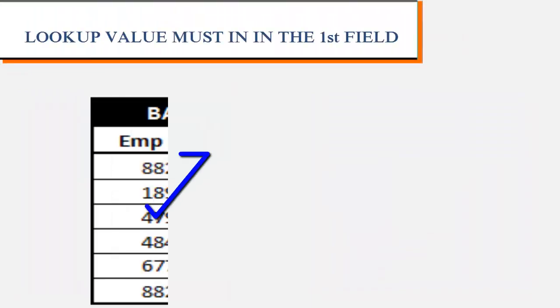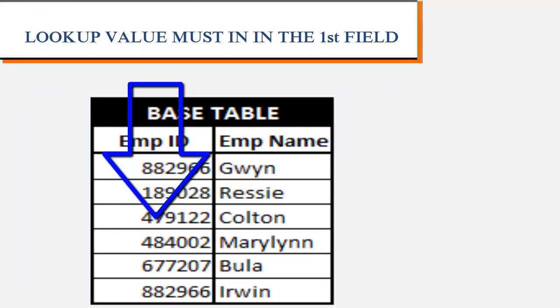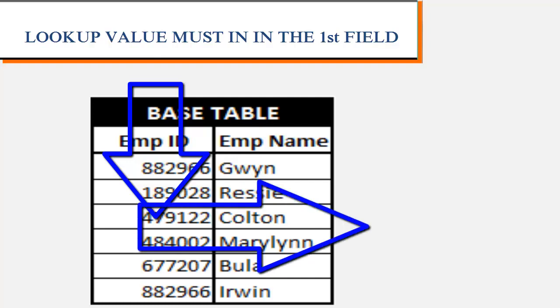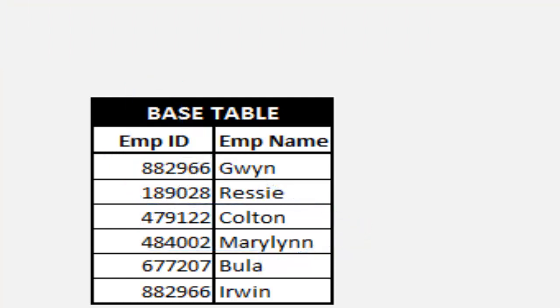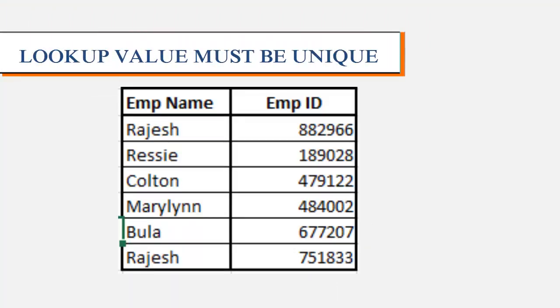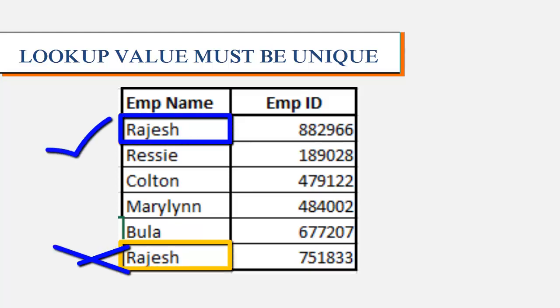Next rule is lookup value must be in the first column. That means Vlookup function works from left to right. That means it searches the value in the leftmost column of the selected data and returns the value from the right side columns. Next rule is lookup value must be unique. If lookup value is not unique, then Vlookup function will return the result of the first matching instance. So these are the rules that we must know before we start using Vlookup function.